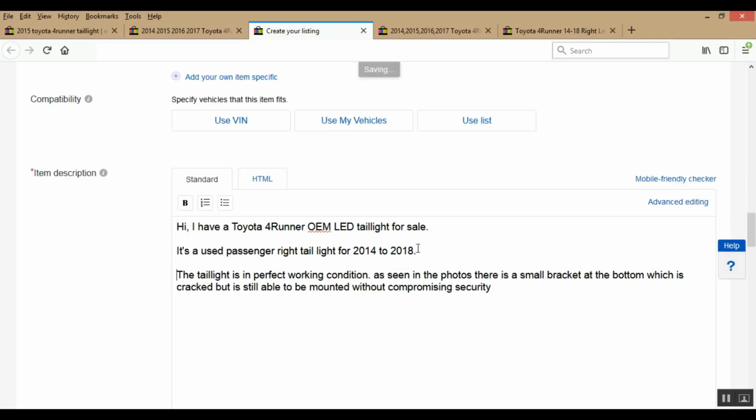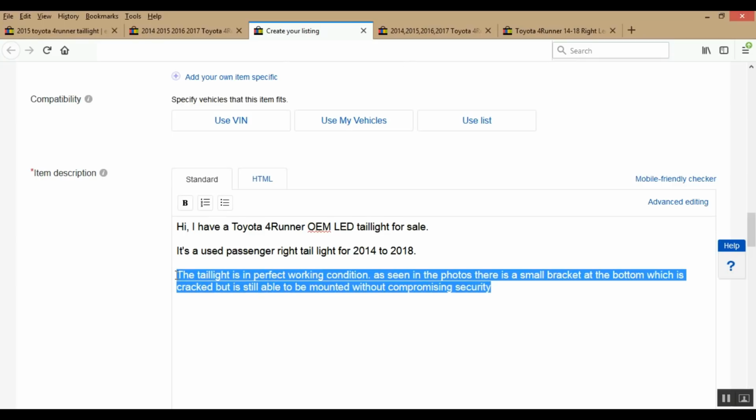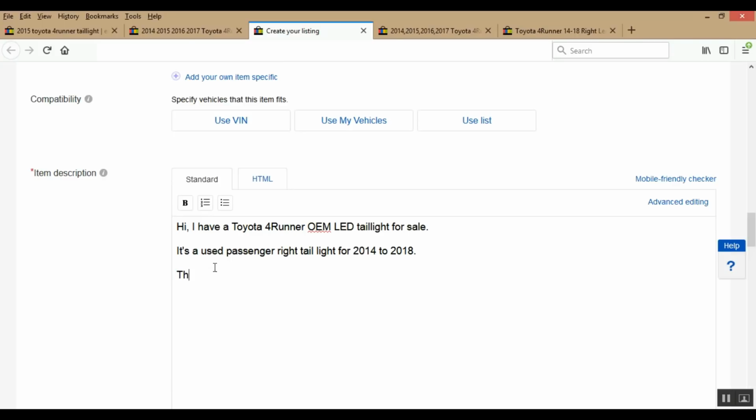Just to make it a little easier to read. Okay, I don't like you. I'm just going to get rid of all this. And I'll write the lens has... There we go. Okay. Has some scuffs, scrapes, and scratches from use, but is in good condition overall. No broken tabs.